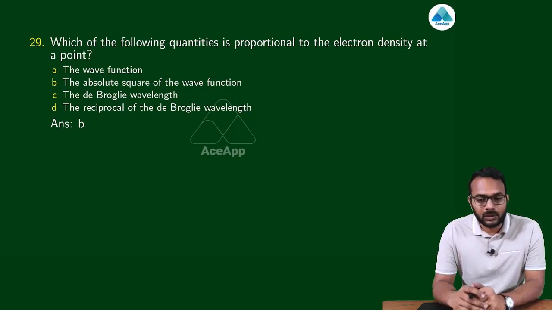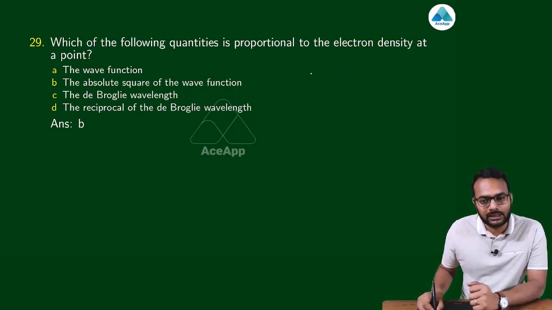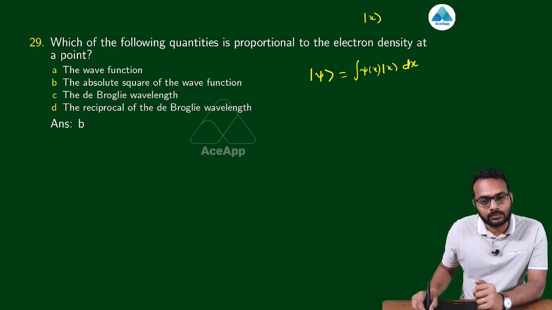Which of the following quantities is proportional to the electron density at a point? This is again fine. The quantity proportional to the electron density at a point. In the continuum version, you can expand the wave function in a continuous basis, which means that each value of x corresponds to a possible position eigenstate. The integral of psi of x, |x⟩ dx. So proportional to electron density.